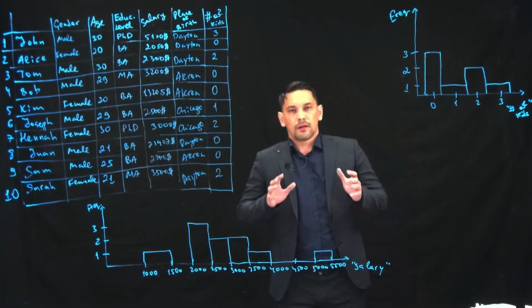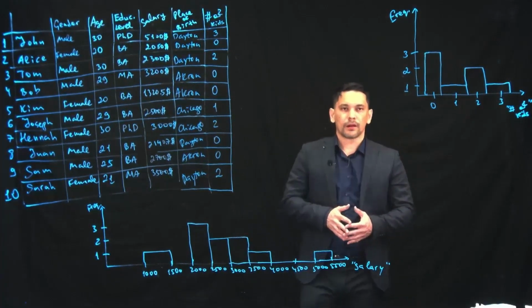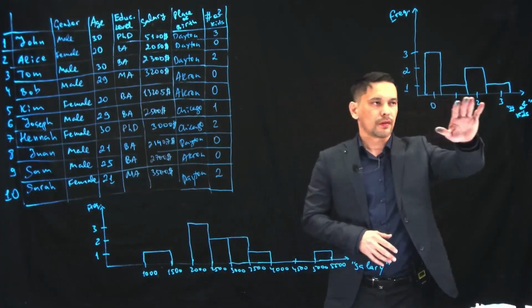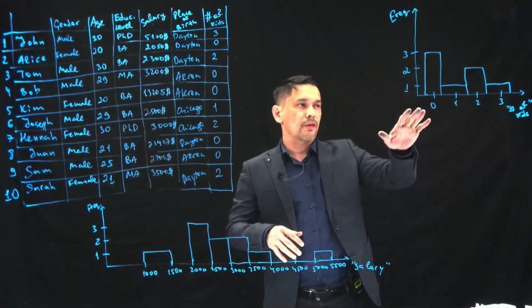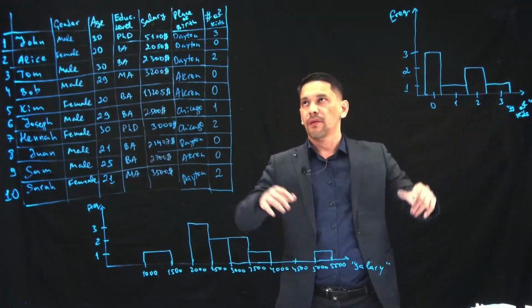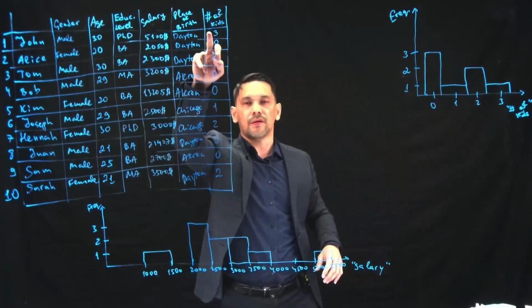Guys, in this video I'm going to show you how to build a histogram for a continuous variable. Okay, please look at the histogram over here. It's showing me the variable number of kids. Now, this histogram has 4 columns. Why? Because the variable number of kids has only 4 values, 0, 1, 2, and 3.